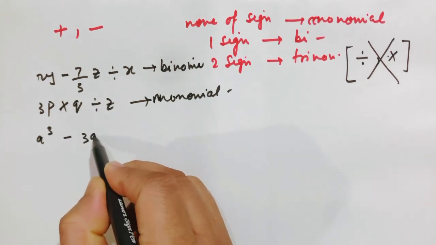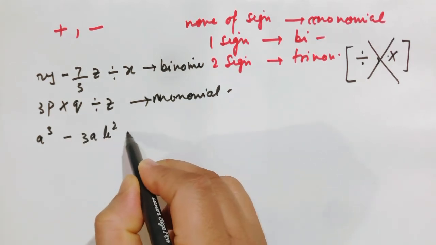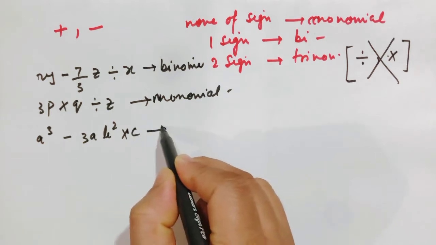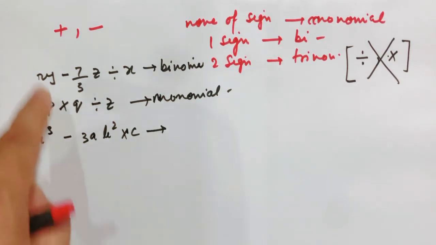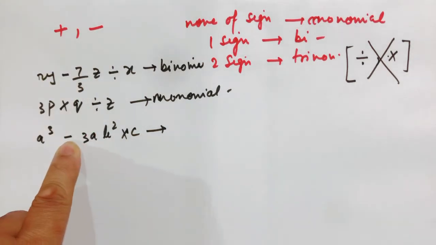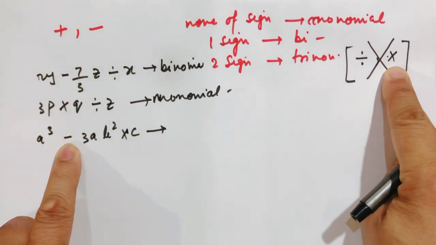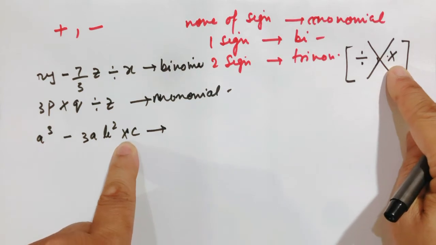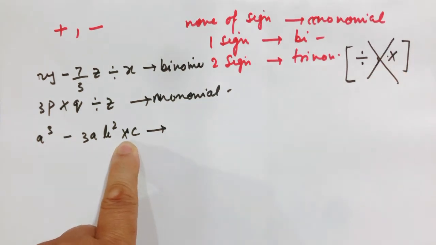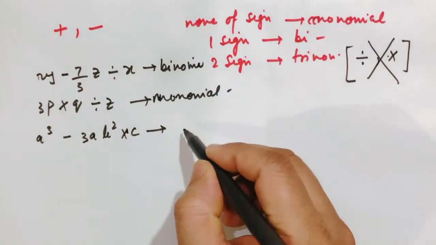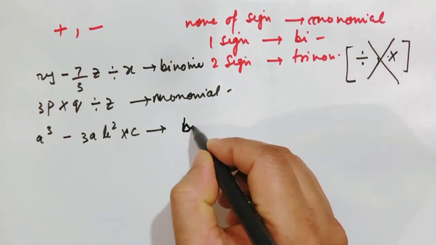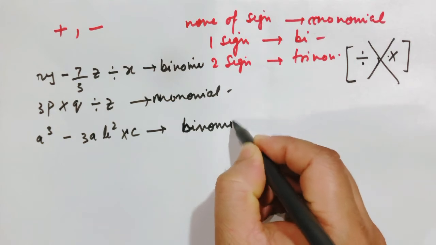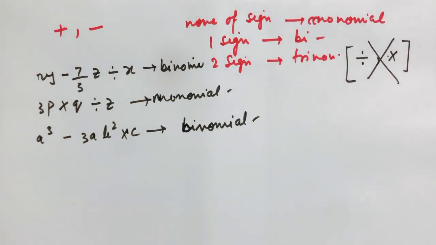minus 3ab square multiplied by c. So here again you can see that we have only one sign, either positive or negative, only one of them. Why? Because we do not take this multiplication sign into consideration, therefore we say it is a binomial. So it is a binomial.